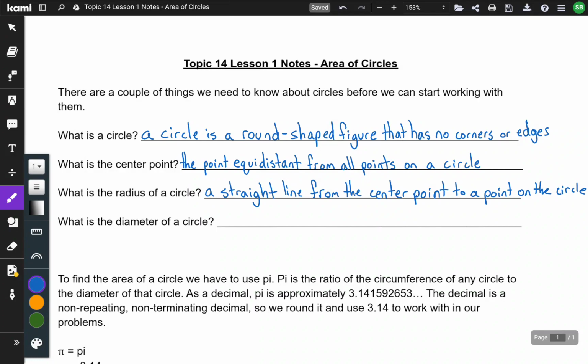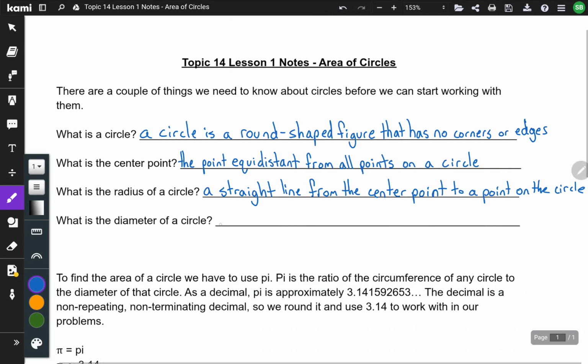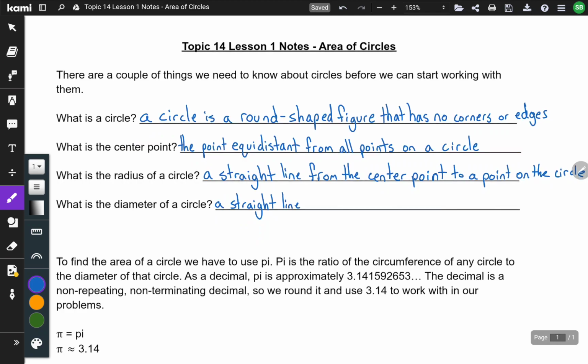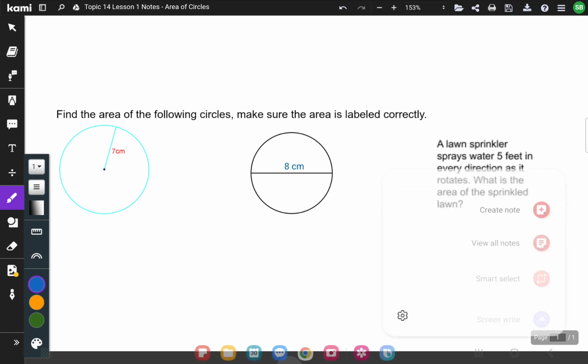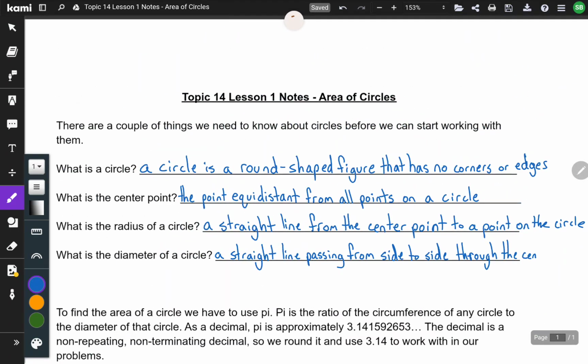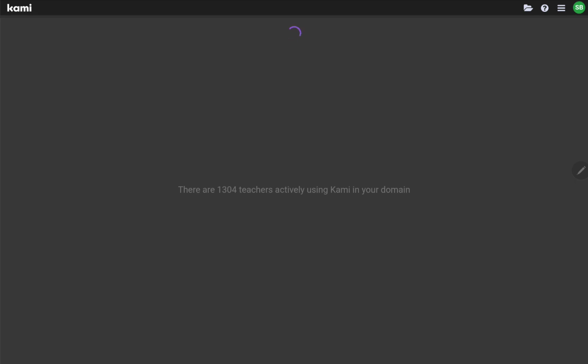And then finally, a diameter is a straight line. I know these might be a little tough to fit on the lines here. Just do your best. A straight line passing from side to side through the center point. Oh, whoa, sorry about that. From side to side through this. What just happened?